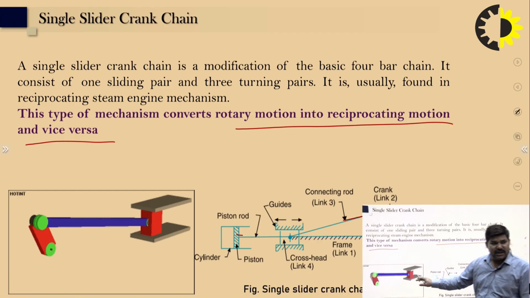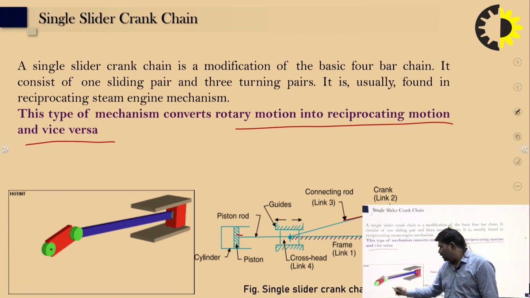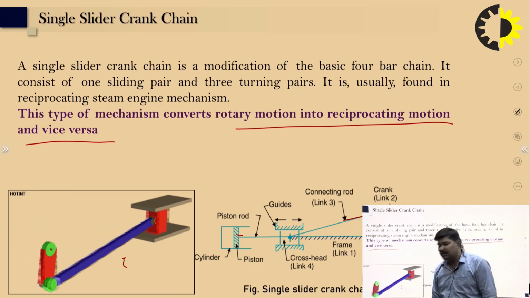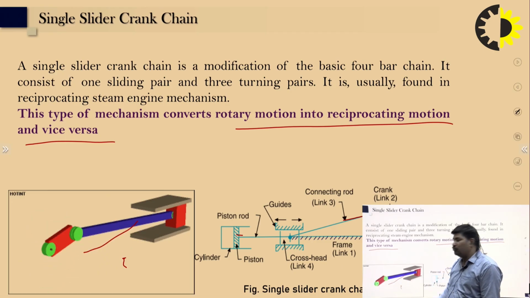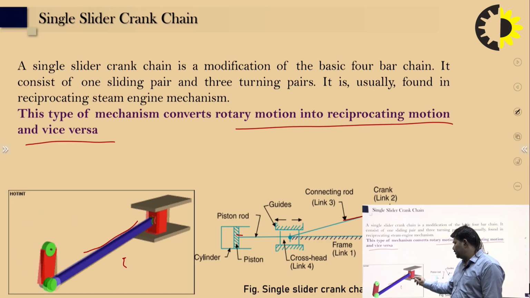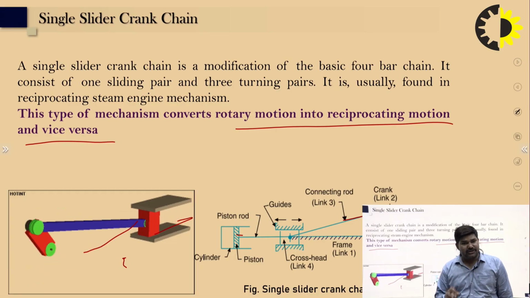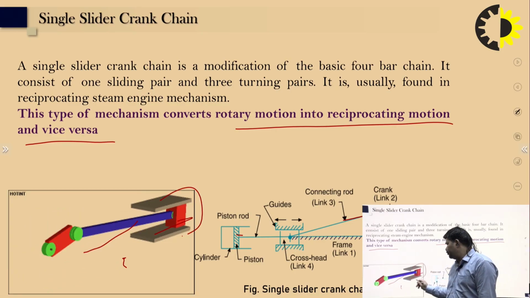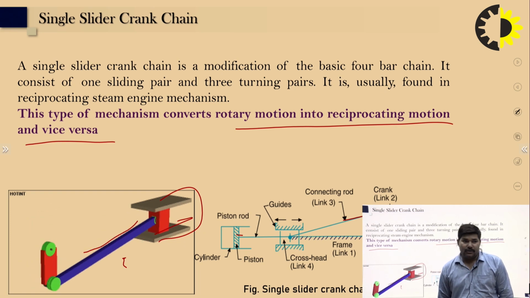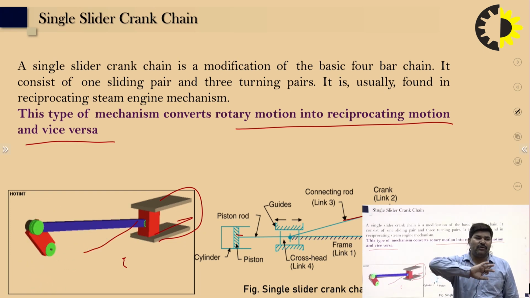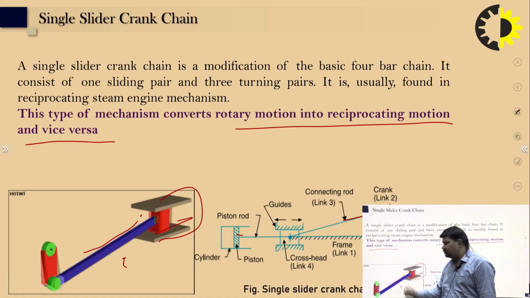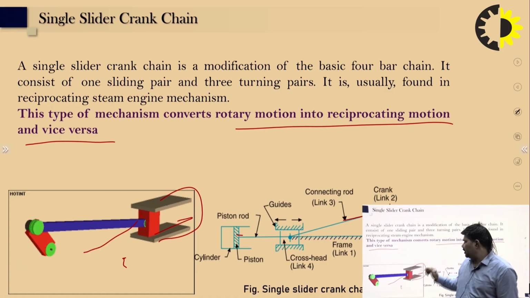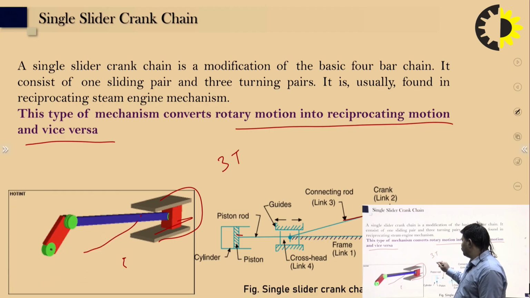You can see the animation in this figure. The small red one is called the crank. This is the connecting rod, blue color. Then a small slider here is called the piston, and the frame, which is fixed here, is the cylinder. So that's the slider crank mechanism. We can see there are three turning pairs and one sliding pair.